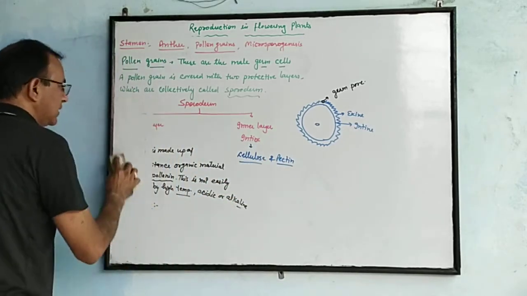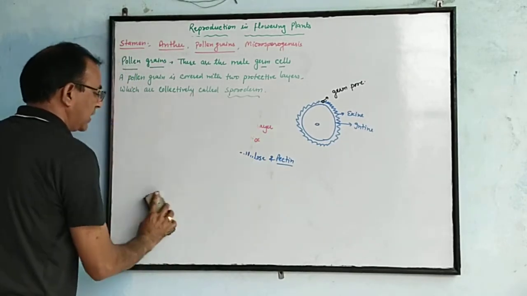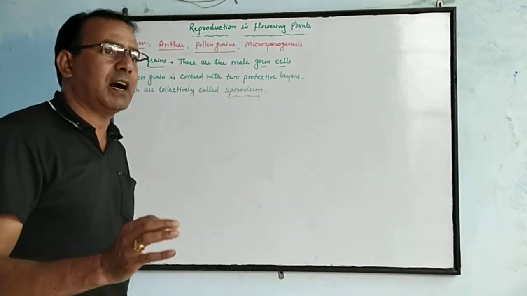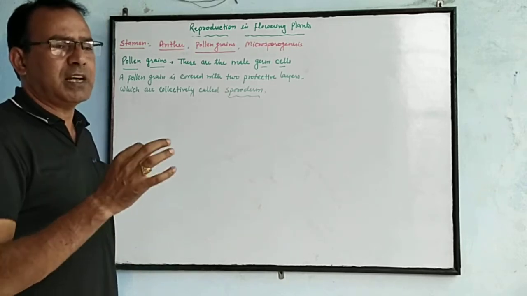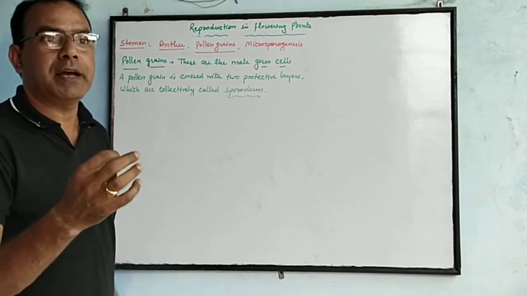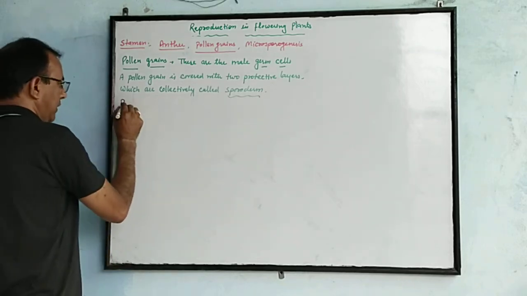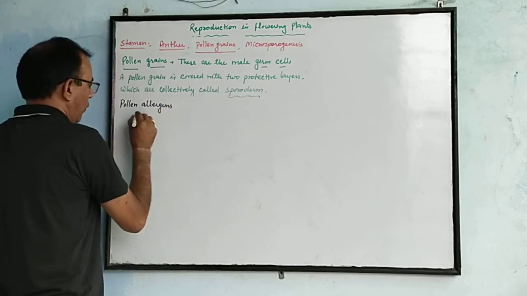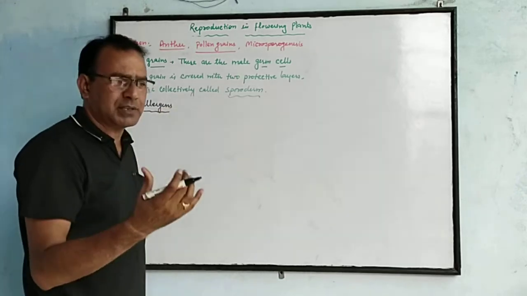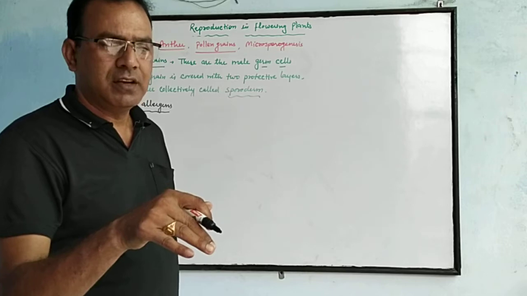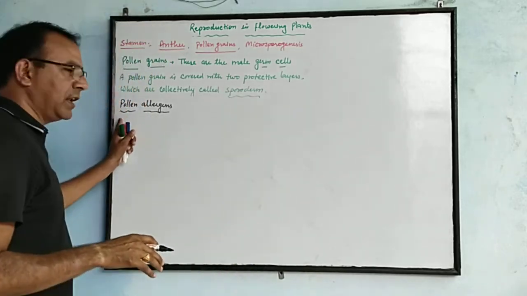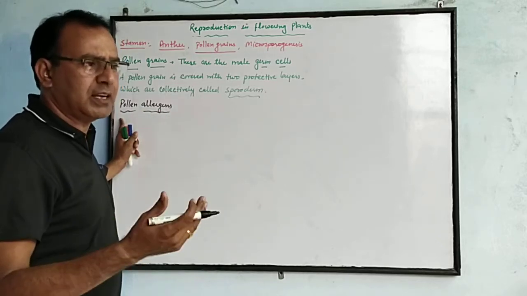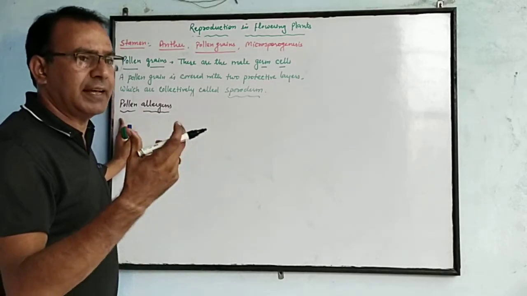Clear? The next topic is that some pollen grains may cause allergy. Some plants' pollen grains cause allergy, so these pollen grains are known as pollen allergens. What do you understand by allergens? The substances or materials which cause allergy are known as allergens. Some plants' pollen grains cause allergy. They may cause chronic respiratory diseases such as asthma and bronchitis.